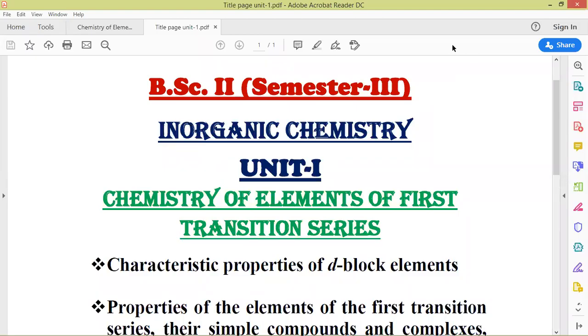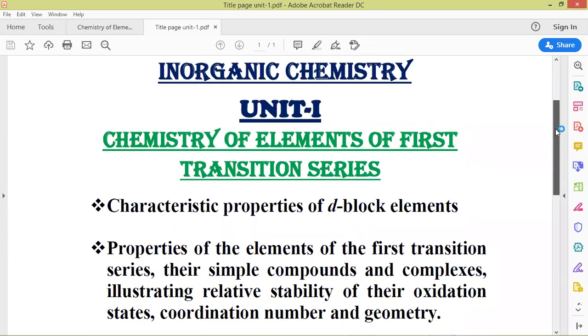In the last video, we started with the semester third organic chemistry course. So we started with the first unit, that is chemistry of elements of the first transition series, in which we discussed the characteristic properties of d block elements, the placement of d block elements in the periodic table and their position, and all about their electronic configurations. And we also discussed the mnemonics, how to memorize d block elements along the groups.